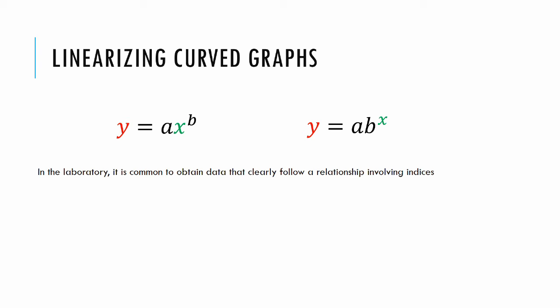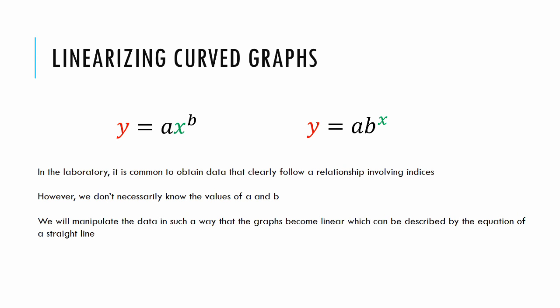So when you obtain data in the laboratory, it's very common to obtain data in chemistry that clearly follow one of these relationships that involves indices. But we don't necessarily know the values of A and B. So what we can do is manipulate the data in such a way that the graphs become linear, in much the same way as I showed you on the previous few slides. We can linearize the data, which makes it much easier to obtain the equation for the straight line, and in doing so we can very easily calculate values for A and B.